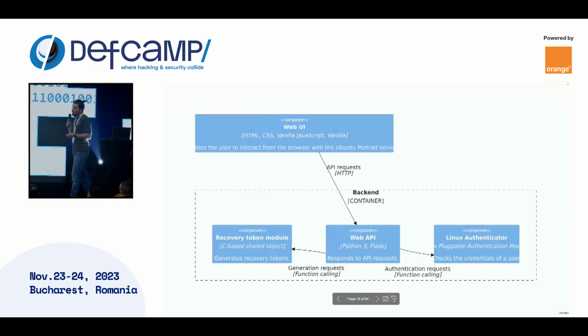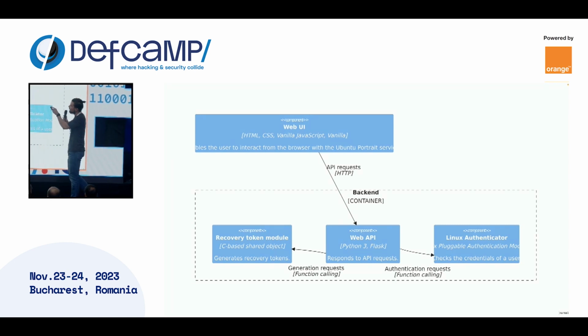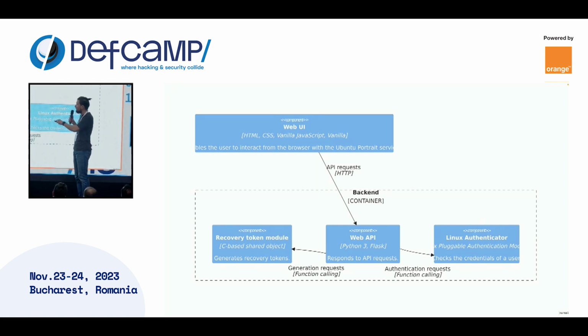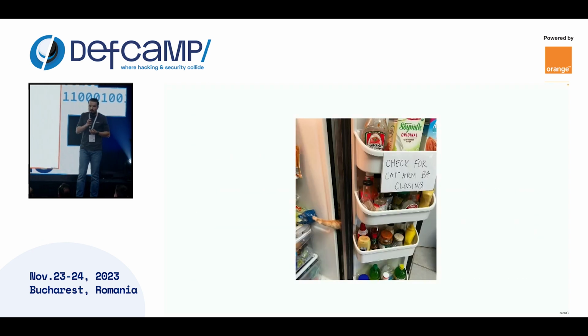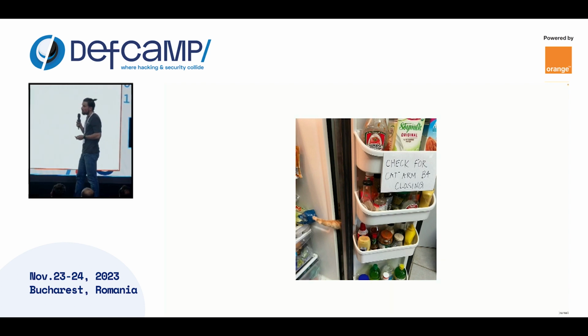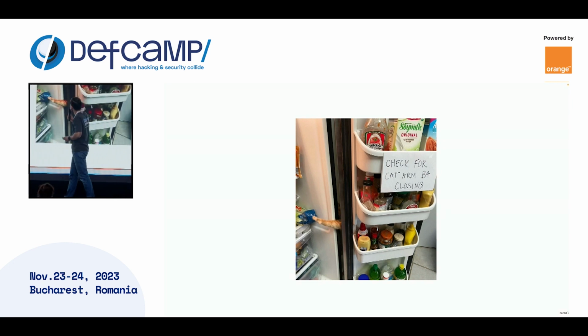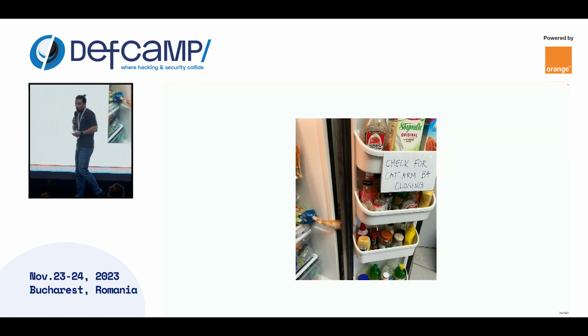This is the architecture of the application. We have a web UI that connects to a web API, which connects then to a recovery token module, which is built in C. And here we have the PAM that I mentioned before. And the first vulnerability technique that I already mentioned, or not really a technique, but a prerequisite, something that will help your vulnerability detection process, is threat modeling. Namely, we need to think about the assets that we have, namely this food in the fridge, and the threats that may appear, namely this hungry cat.